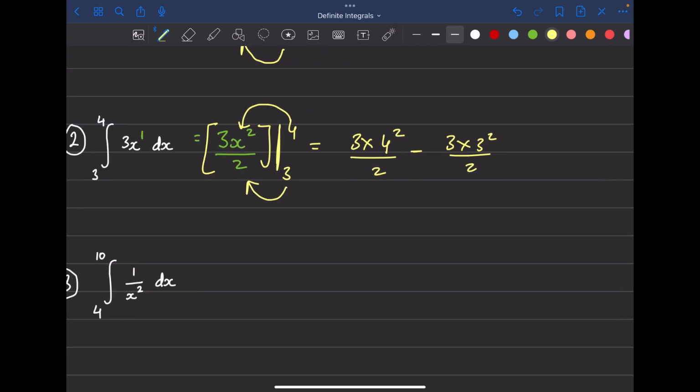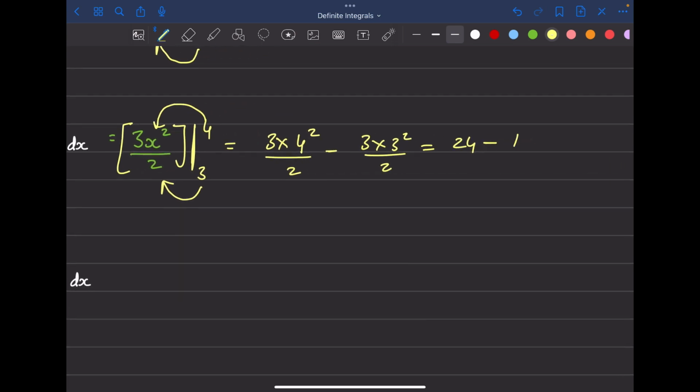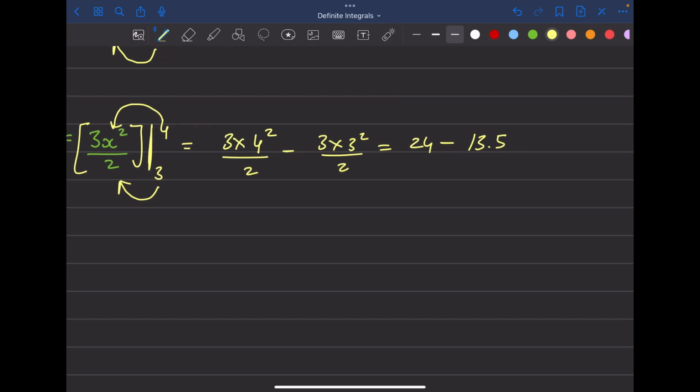Put this in a calculator, so 3 times 4 squared is 16, so 3 times 16 divided by 2 should be 24. So this first fraction is equal to 24, and then minus the second fraction, it will be 9 times 3, 27. 27 divided by 2 is 13.5. And then once you subtract those, you should get this is equal to 10.5. And that is your definite integral. And you are done once again.